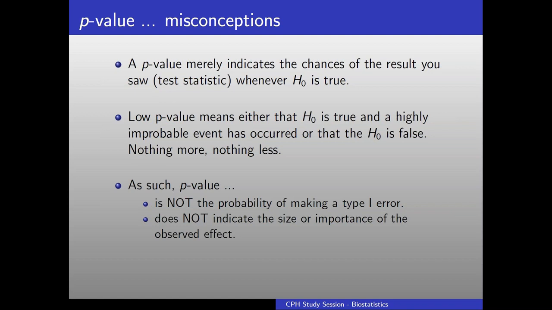What a p-value is not: a p-value is not the probability of making a type 1 error. That's your alpha level. And a p-value does not indicate the size or importance of an observed effect. They kind of coincide, in that the larger the effect, the smaller the p-value. But different things can happen where the p-value doesn't necessarily indicate the magnitude or the importance of the observed effect. It just means what I've stated: a low p-value means that either the null is true and we saw something very unlikely, or simply that the null is not true and we're going to reject.